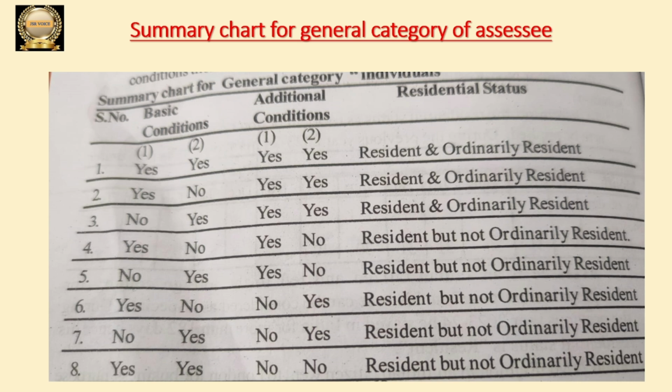So here he is a resident. Apply additional conditions. First one no, second one no. So he is not satisfying either. What I said, if he satisfies both additional conditions, then only he will become resident and ordinary resident. If he satisfies one additional condition or none, then he will become resident but not ordinary resident. So he is not satisfying two conditions, then he will become resident but not ordinary resident. So this is the complete chart under different situations for general category assessees. So like this we have to determine residential status. Okay, hope you understood.